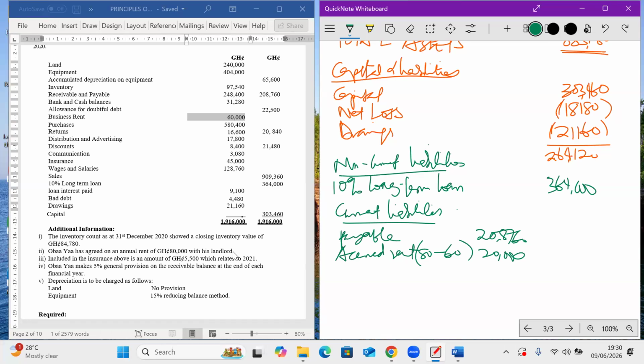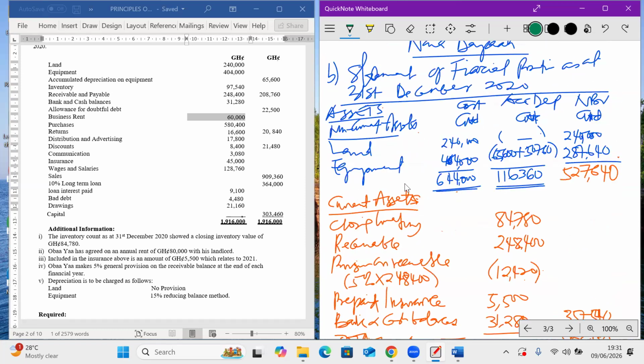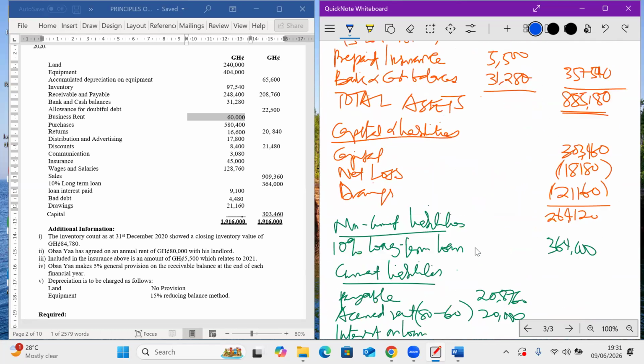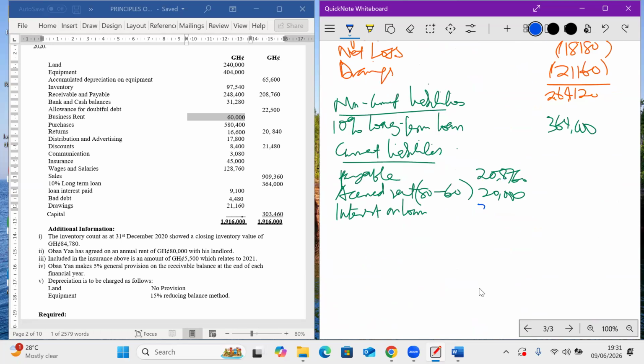Then we go and look out for the interest on the loan. How much was the interest on loan? How much was the business owing on interest on loan? Let's go. What is the interest on loan here? $36,400. Have you all seen it? Okay. Let me write it very simply for you. So the interest on loan, we will write it again. 36,400.